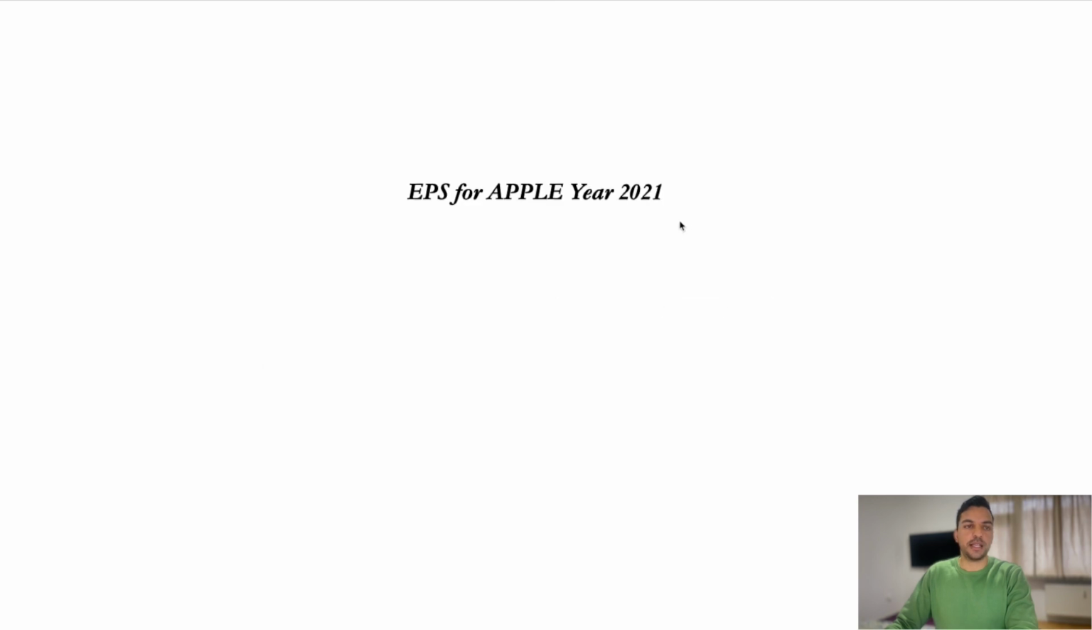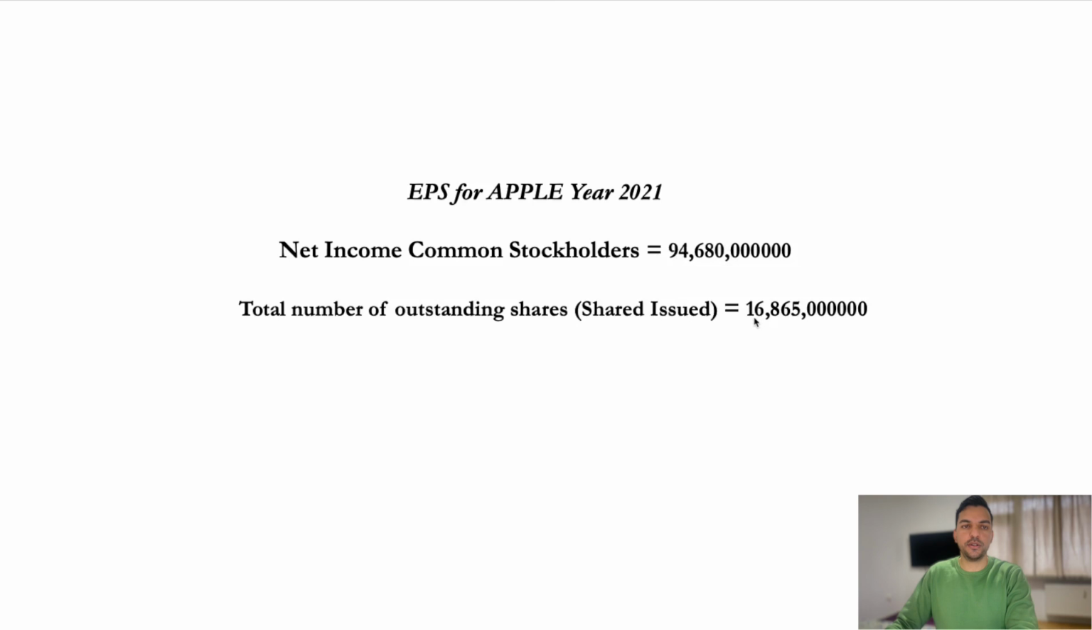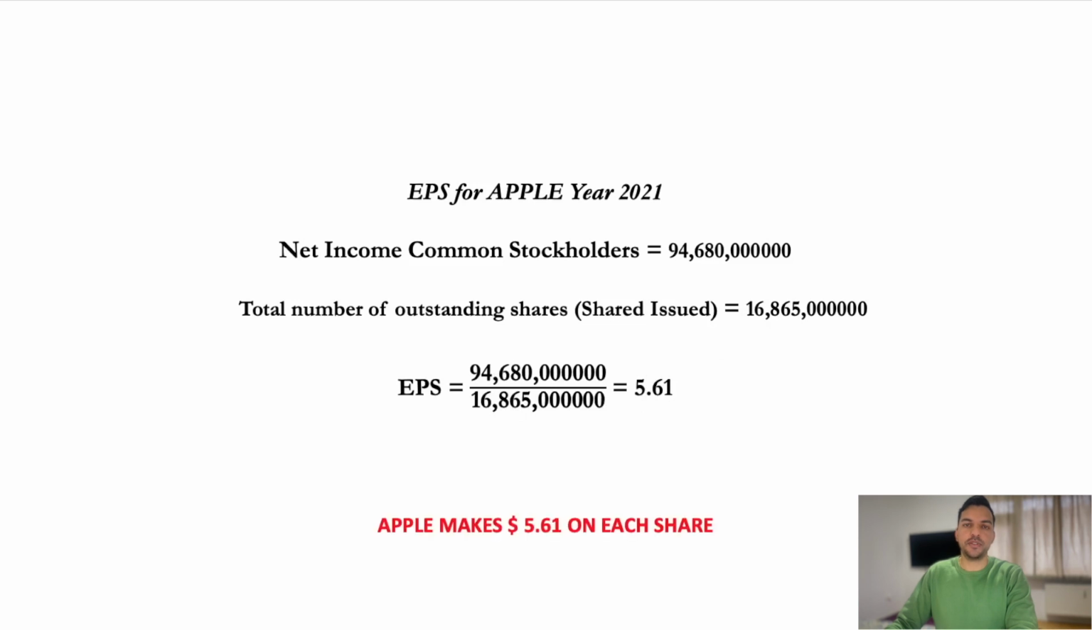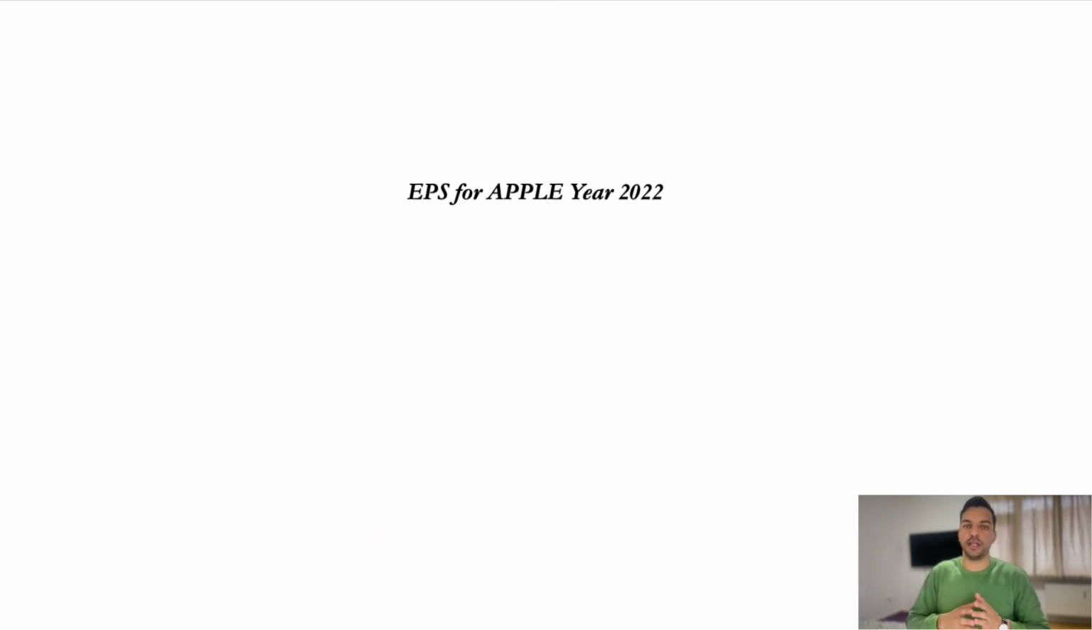Let me give you an example from 2021. Apple made total earnings of $94.6 billion, and they had total shares outstanding of around 6.86 billion. If you divide the earnings by the total number of outstanding shares, you get a value of 5.61. And what this value tells you is that Apple makes $5.61 on each share the company has.